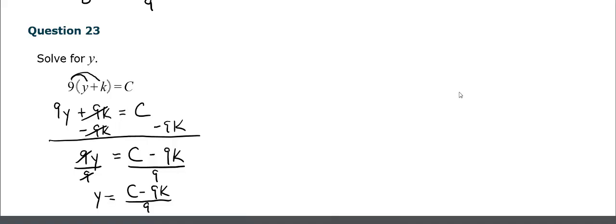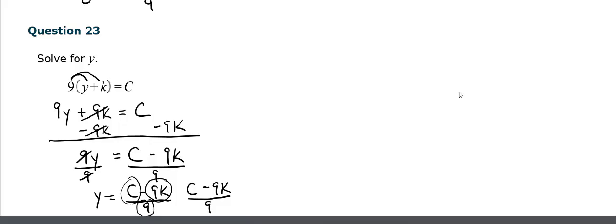Now, we cannot reduce because in order to reduce, we have to reduce something out of every term. So nothing goes into c and 9k. So that would be an acceptable answer, c minus 9k over 9.